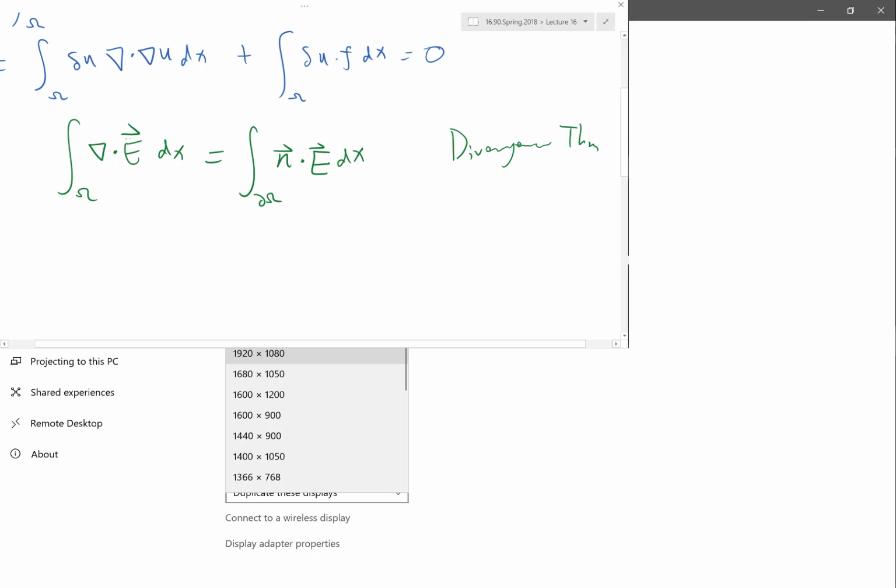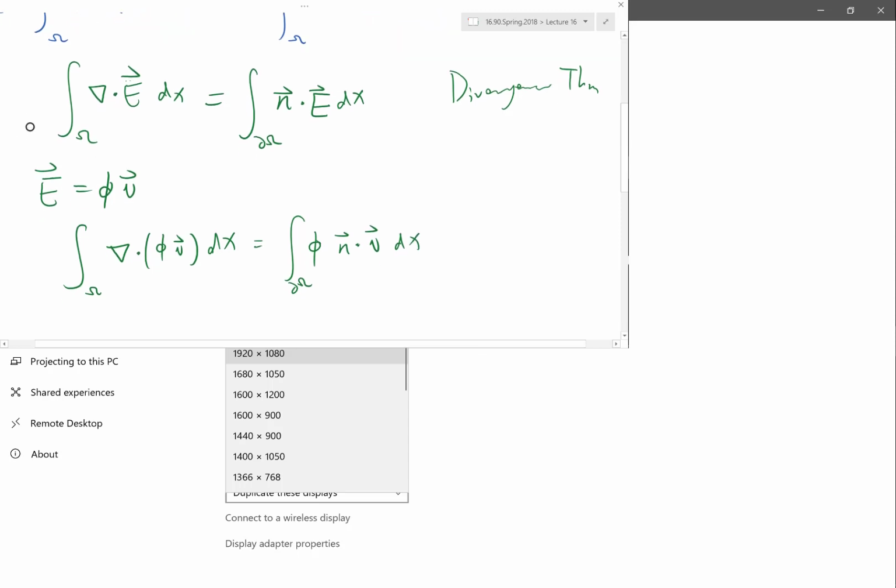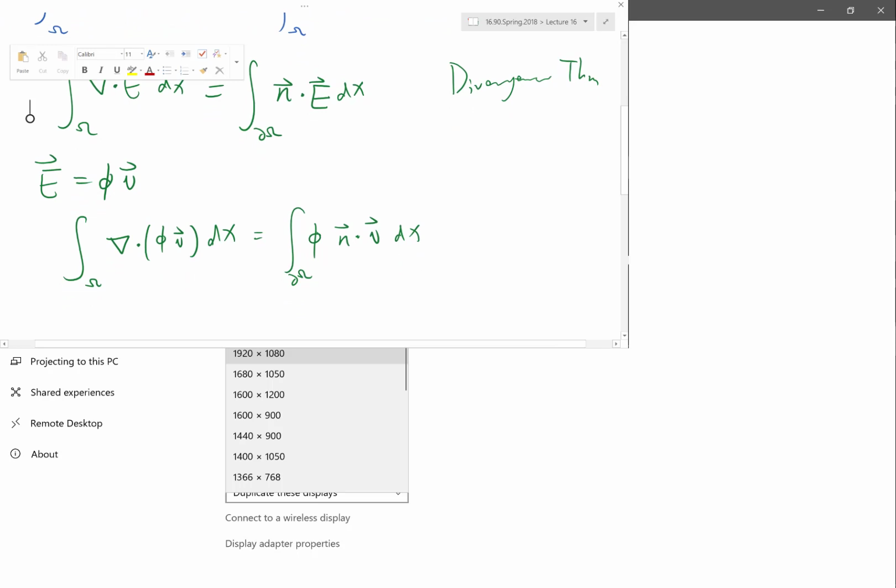It is saying that if I have a scalar phi and the vector V, I can define my vector as the product of the scalar phi times the vector V. If I plug that into Gauss's theorem, the integral of the divergence of phi times V would be equal to the boundary integral of phi times n dot V. Any questions on that? No? Now I can expand this part into two things.